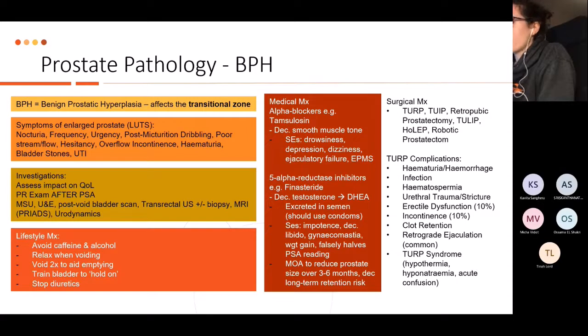If you do have a TURP, there are important complications that you need to be aware of as medical students because they do come up in exams. TURP syndrome is classic. So as I said, hypothermia, hyponatremia, and acute confusion. But other things that are important when consenting patients are things such as retrograde ejaculation, erectile dysfunction, incontinence, and the usual bleeding and infection.